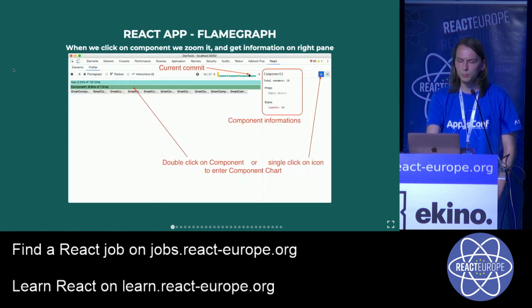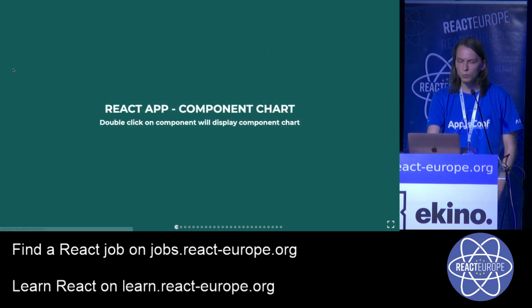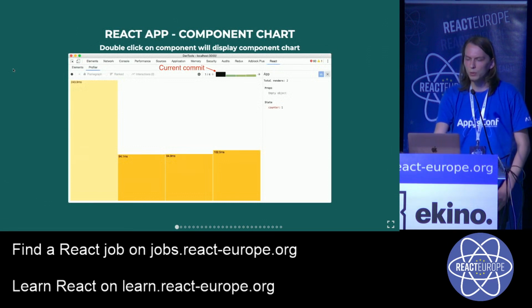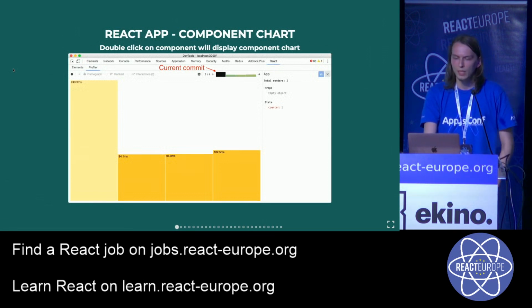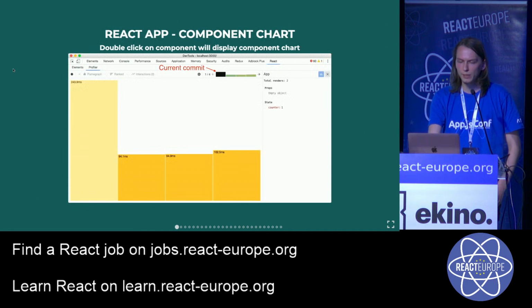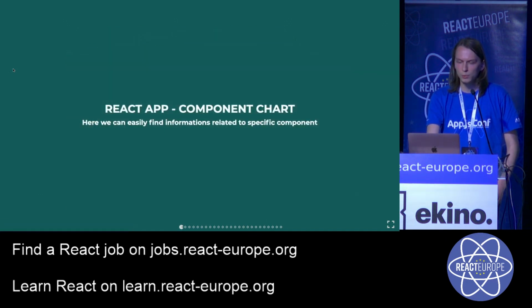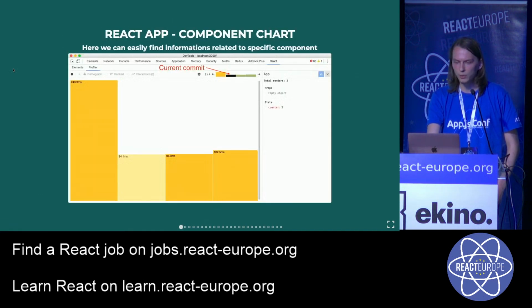When we click on a component, we will get zoomed into it, and we will get information about that component on the right pane. When we double-click on a component, we will enter the component chart. And here we can see information related to that component, and we will see only commits in which the component rendered.